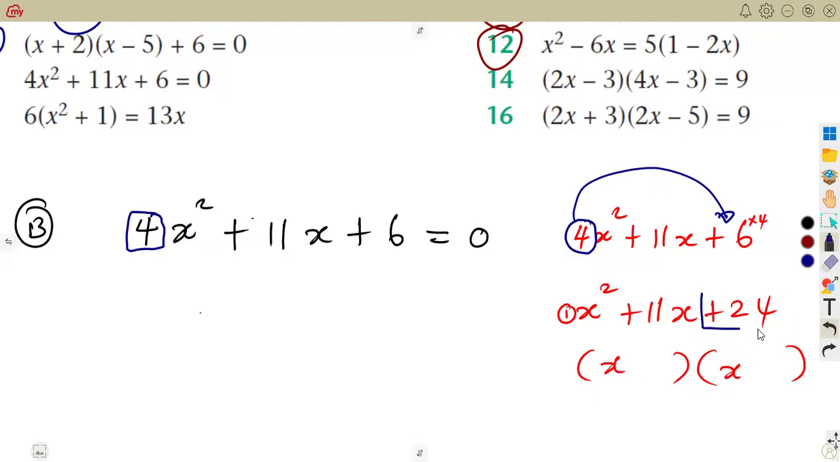What are the products of 24 which, when you add, you must get 11? Products of 24, that's 8 and 3. 8 times 3. There are so many products, but we need, when we add, to get 11. Because of time, I'm just going to rush, guys. 8 and 3 there. Then you add 8 plus 3, that's 11. So meaning to say we've got plus 8 and plus 3.